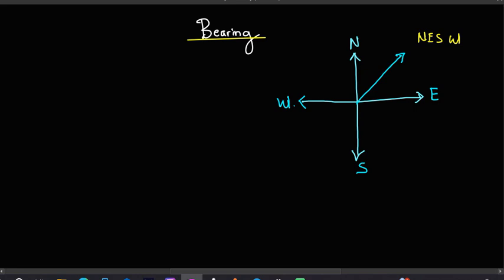Okay, so now let's take a more practical example. Suppose we say north 60 degrees east. What does it mean? When we say north 60 degrees east, it just means north 60 degrees towards the east, and then we draw our direction. That's what north 60 degrees east means.